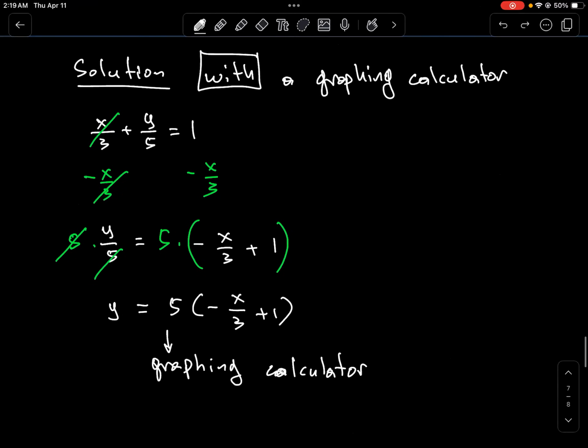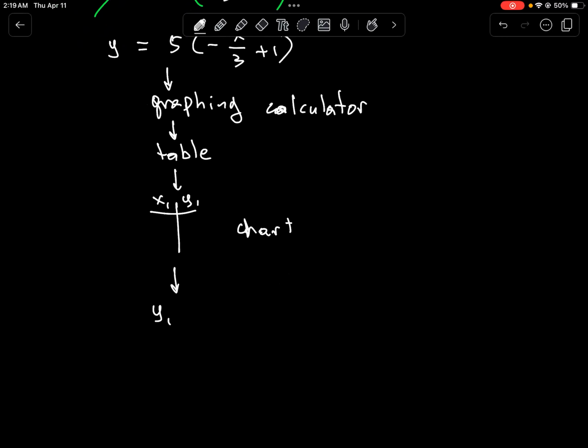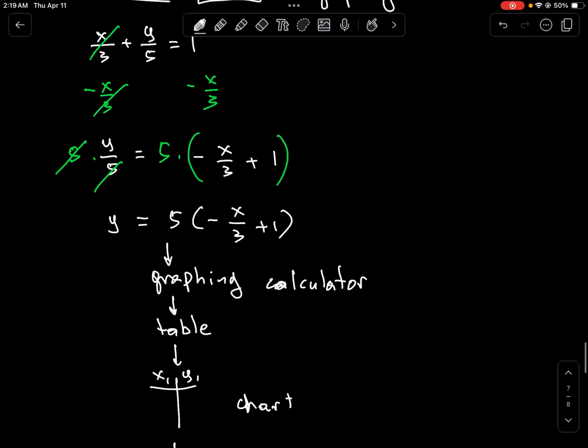So once I go to the graphing calculator, I'll get a table. I'll use this table to create this chart, and that chart I'm going to give to the Squiggly method, and after I do that, I'm going to get a value for m, a value for b, and then I will utilize those values to plug into the mx plus b, and hopefully I will find that as a solution.